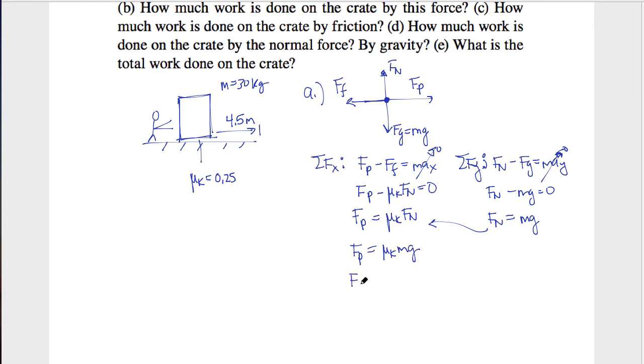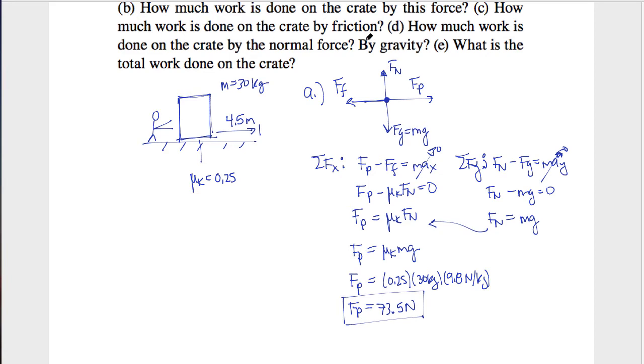And now I can substitute all of these values that I know. So mu is 0.25, our mass is 30 kilograms, and the gravitational field strength we'll go ahead and use is 9.8, and that's newtons per kilogram. So if we take these values and substitute them into our calculator, I find that the push force necessary is 73.5 newtons. So that is our answer to part A.